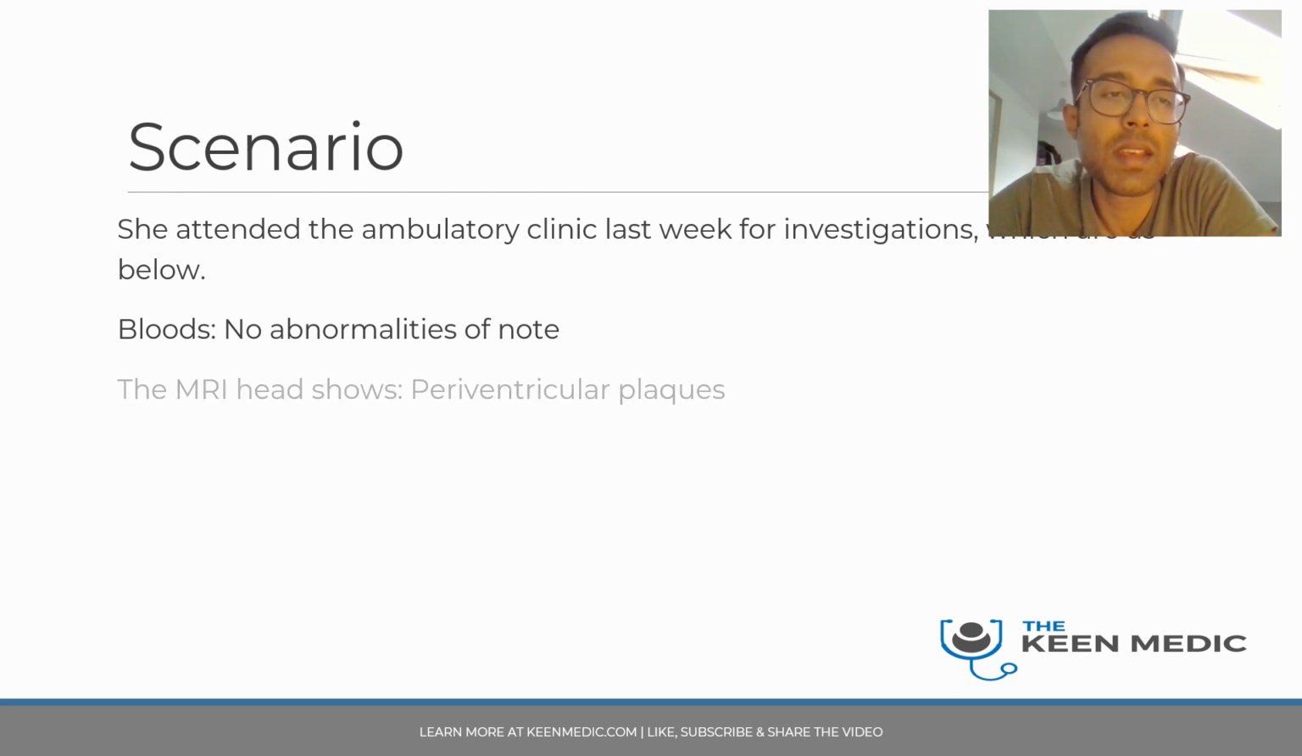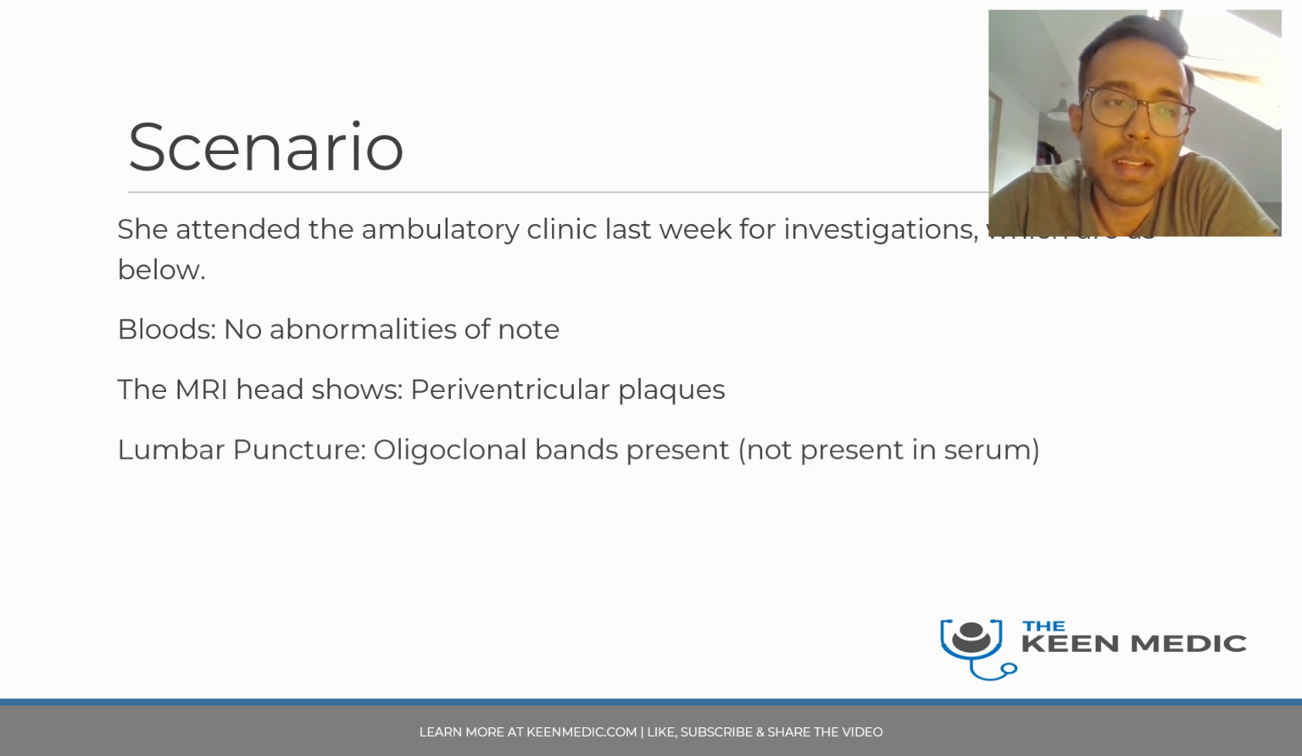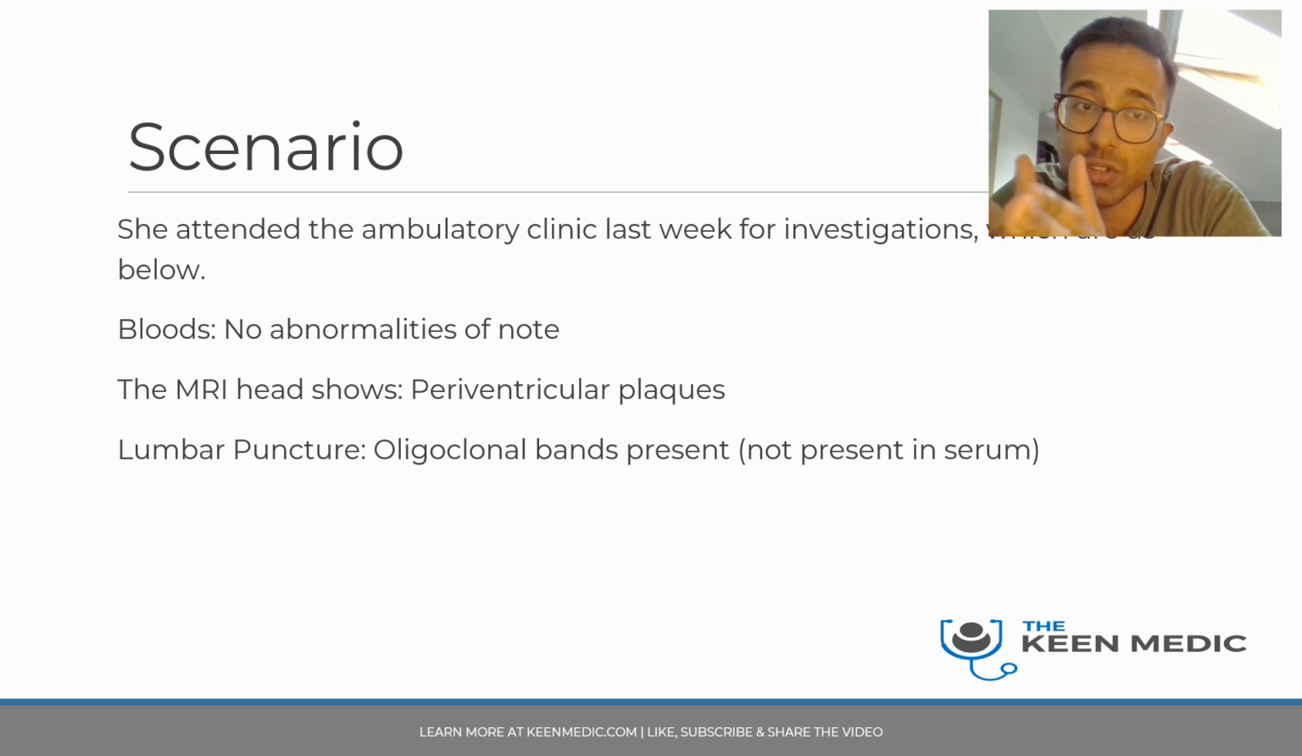Okay. The MRI head shows periventricular plaques. Okay, which is quite typical. The lumbar puncture done last week shows oligoclonal bands, which are present in the CSF but not in the serum. Okay, again, this is classical of a condition. It should come from your clinical background, from your MRCP part 2. Okay, so have a think.